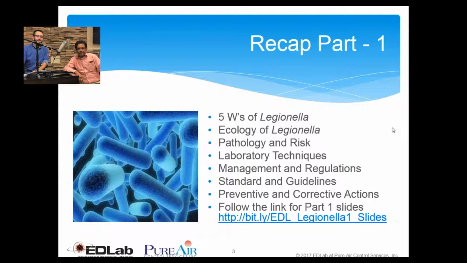So a quick recap of what we went over in the first part. We went over the 5 W's of Legionella, W's being who, what, when, where, why, and how. The ecology of Legionella, where it's found, how you should sample for it. Pathology and the risk of certain groups who may be higher risk for Legionella infection and things along those lines. We went over some laboratory techniques, different methods that are used to identify Legionella. Went over a few different management regulations. This time we're going over just one specific one, which is the ASHRAE Standard 188. We went over some preventative and corrective actions in terms of Legionella inside a building.